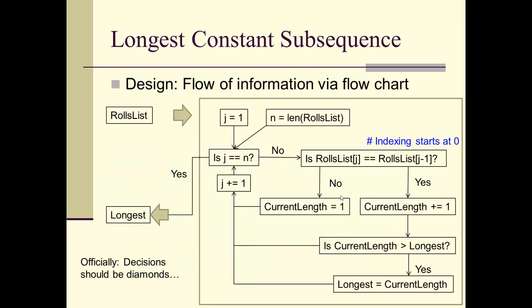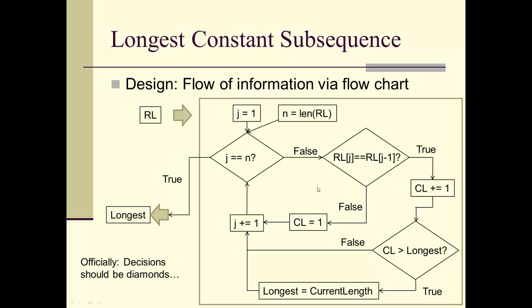Here's a flow chart that shows this exact same idea. Helps us track our logic. We start with a rows list. We initialize j equals 1, and the rows list is going to be a length of n. We go through here updating current length according to the answer to this question, just like we did in the loop table. Here's a more official version of a flow chart.